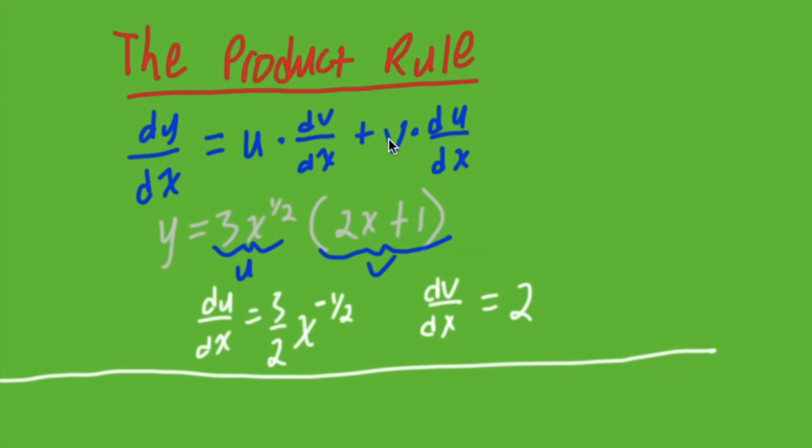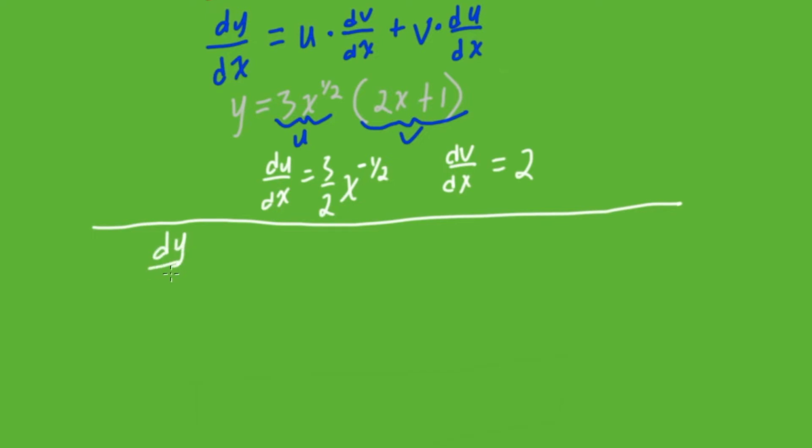and simplifying. We have dy/dx is equal to u, which is 3x to the power of 1/2, times dv/dx, which is 2, plus v, which is 2x plus 1, times du/dx, which is 3 on 2, x to the negative 1/2. Now that we got our problem out here, we just have to simplify it.